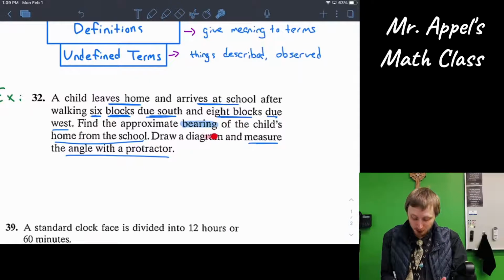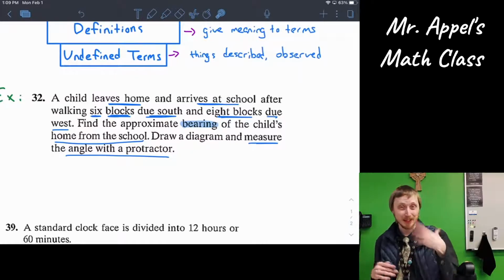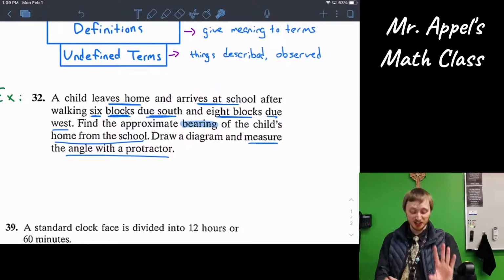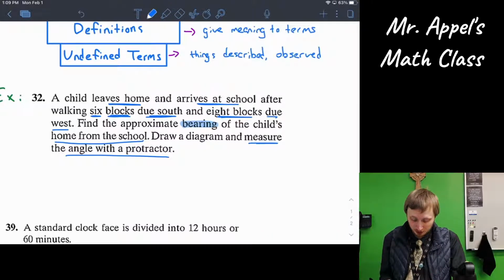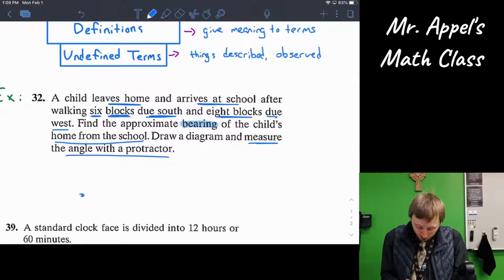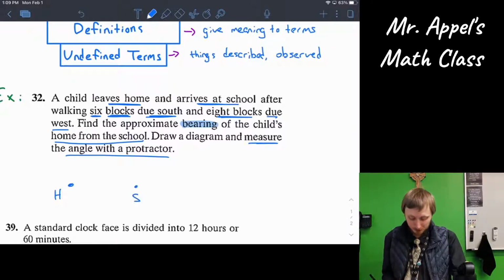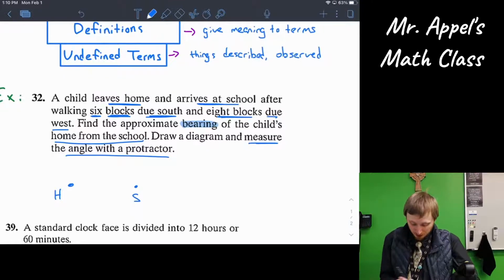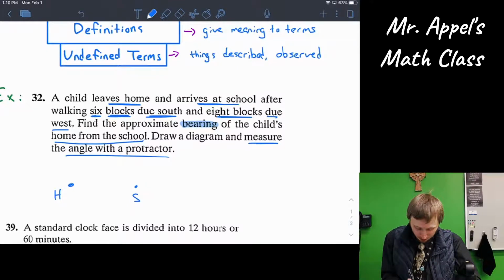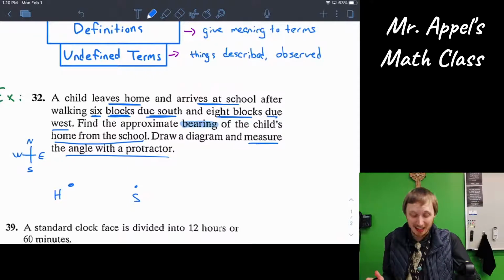Not just any picture, but eventually a diagram. And believe it or not, you can draw more than one. I'm going to first draw a sketch to get an understanding here. Child leaves home. Let's pretend this is home. And this is school, and they walk, well, let's walk through this. Walking 6 blocks due south. Ooh, I need my directions, so we'll set up a little compass rose. Right, so we have to understand north, south, east, west. Okay, there's a bit of content knowledge there.